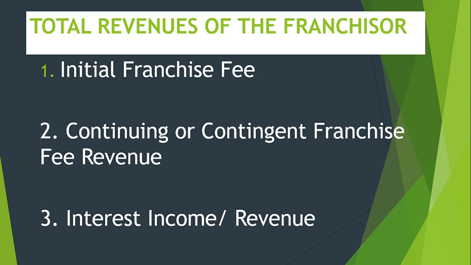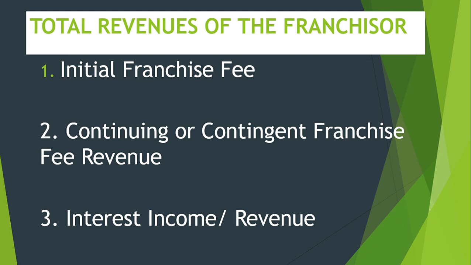The first topic is all about total revenues of the franchisor. What do you notice? How many items do we consider to compute the total revenues of the franchisor? Number 1, initial franchise fee. Number 2, continuing or contingent franchise fee revenue. Number 3, interest income. What did you notice? The interest income is included if it is all about the revenues of the franchisor.